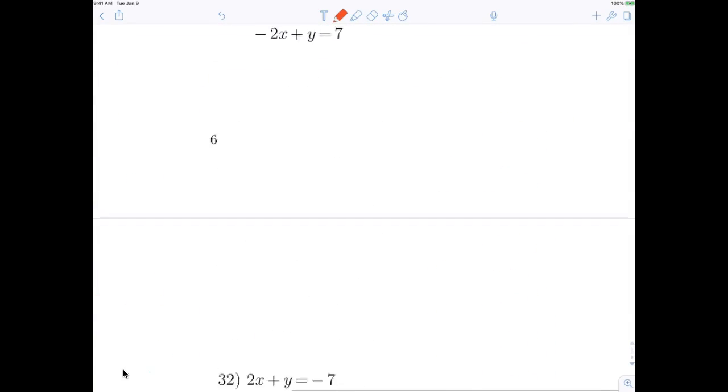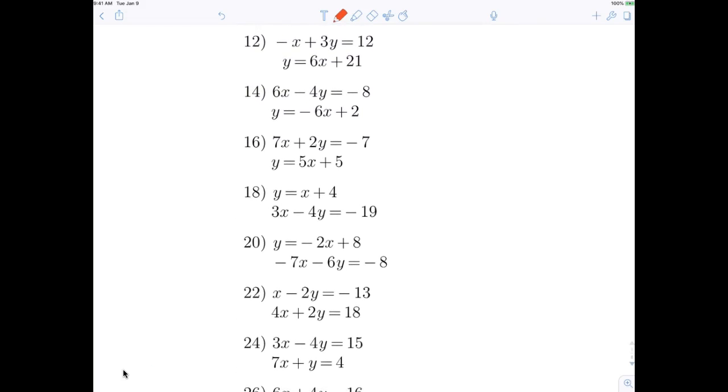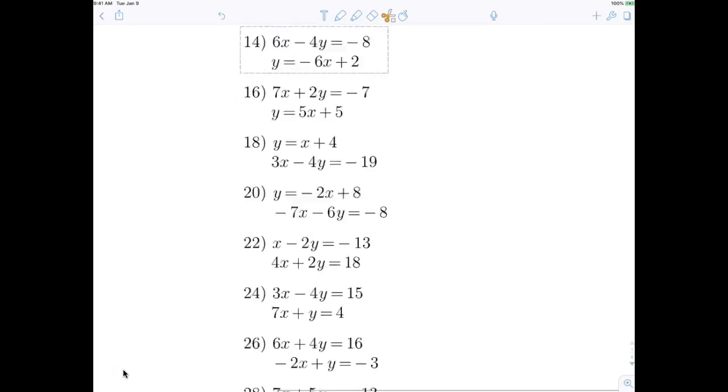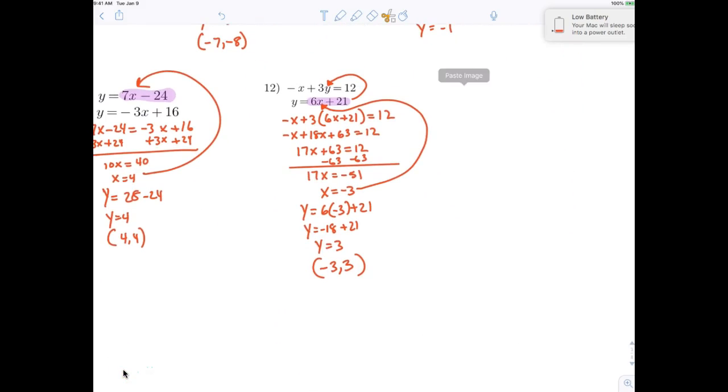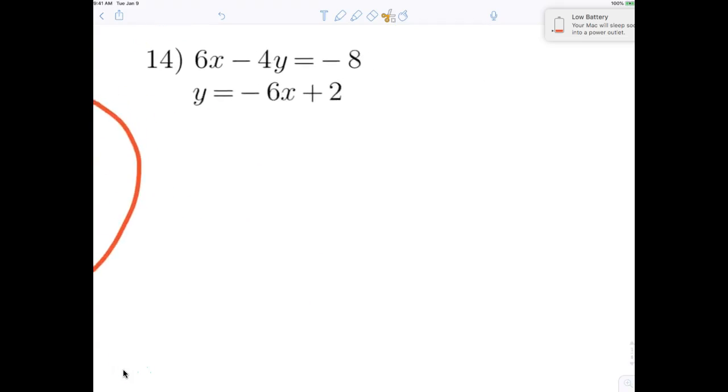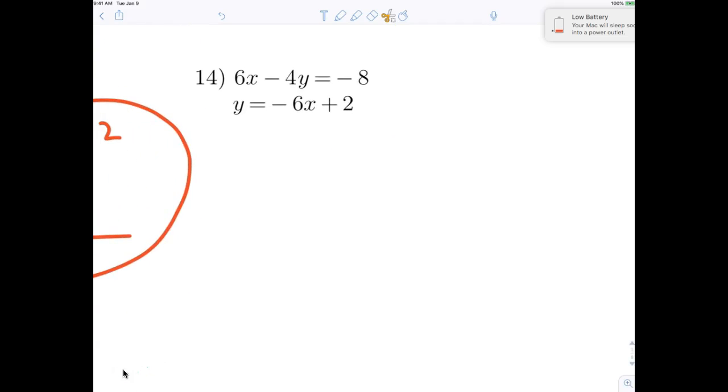Let me grab 14. Everybody try 14. See if you understand what I'm talking about now. All right, everybody try 14.